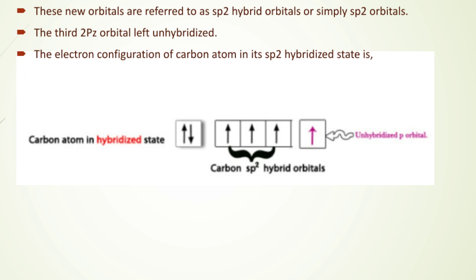We already know what hybrid orbitals are: hybrid orbitals have the same energy and shape, but they differ only in their orientation. The remaining 2pz orbital cannot participate in the hybridization and remains unhybridized, placed here at the end as the unhybridized p orbital. This is the electronic configuration of the carbon atom in its hybridized state.